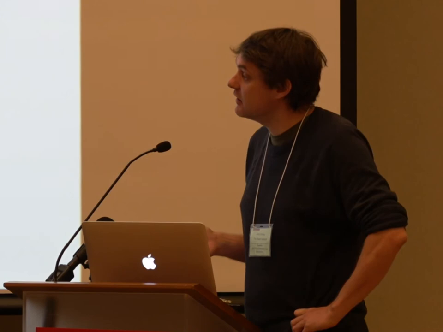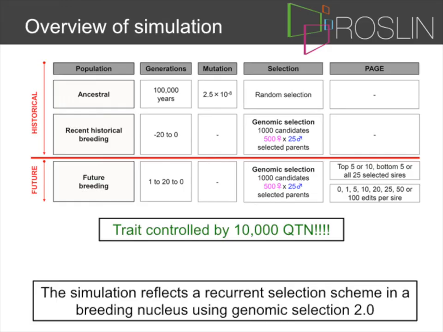So the simulation was as follows. We have 100,000 years of random mating to reflect natural evolution of livestock. We then did 20 years of historical breeding where we had genomic selection with perfect accuracy, where we would select 25 sires and 500 females per generation to become the parents of the next generation. We then did 20 years of future breeding, where we continued genomic selection, but when we would get a sire that was selected, we could choose to edit that individual, we could choose to edit all of the 25 sires, we could choose to edit the top 5, the top 10, the bottom 5, and we could choose to edit those guys for anywhere between 0 and 100 alleles per animal.